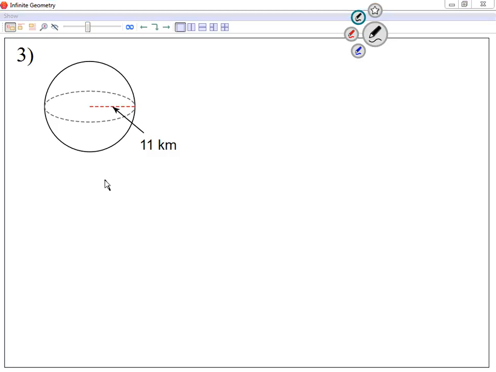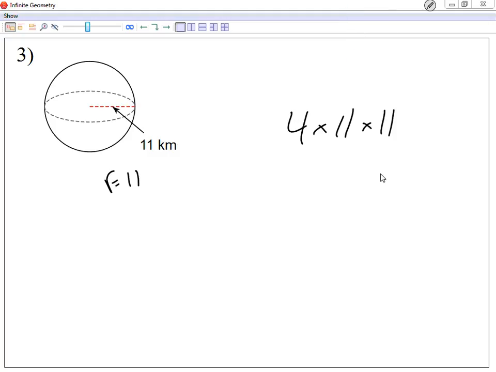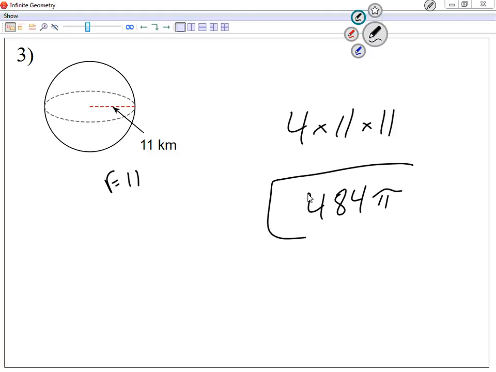The radius is 11. Notice that for number 3, I gave you guys the radius. Right, question 1 and 2, I gave you guys a diameter, because the line went all the way through. Number 3, that's the radius. It only goes halfway. So we're going to go 4 times 11 times 11. Right, radius squared. How much is 4 times 11 times 11? So we get 484 pi.